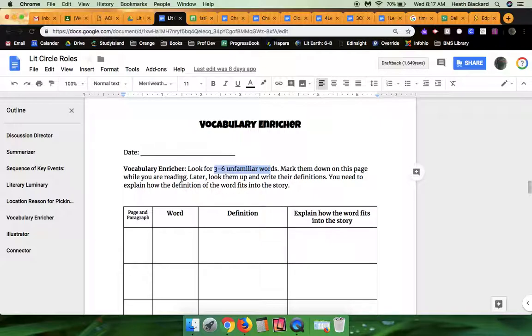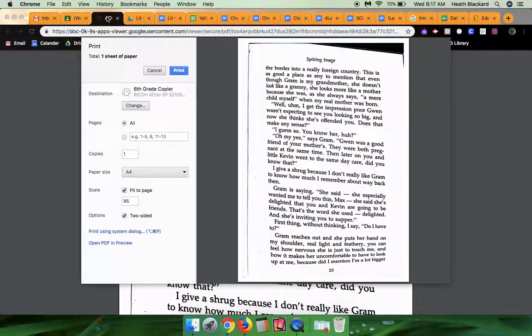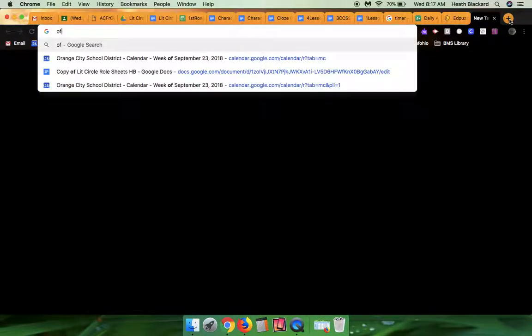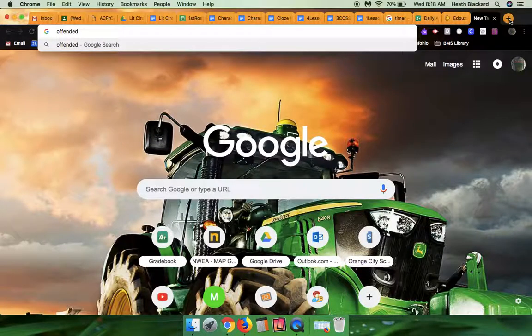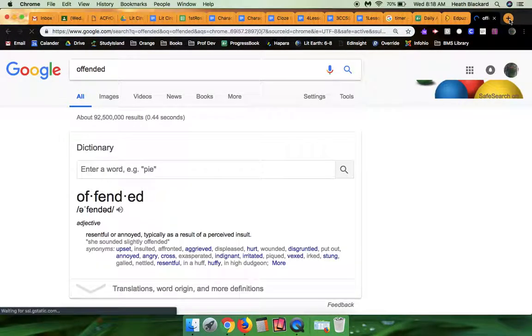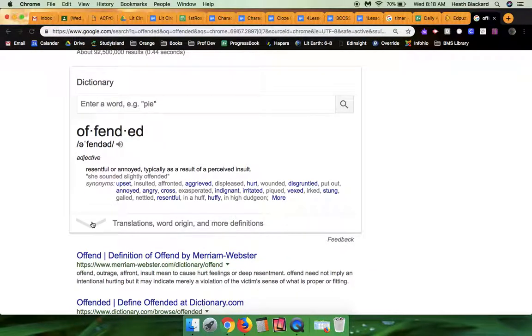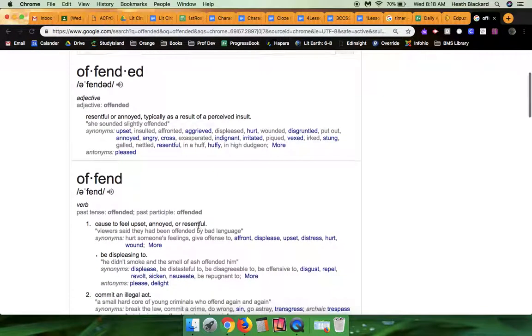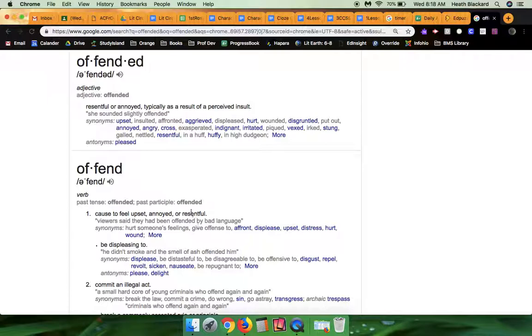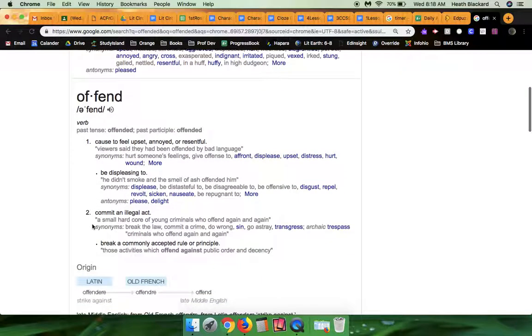But I want to show you something that people have been struggling with. Let's say I encounter a word like offended. So I look at the sentence, "Now she thinks she's offended you," and I write down that word, and then I go look up the word offended. When I look up the word offended, I'm going to see a sort of long definition, and each one doesn't exactly fit.